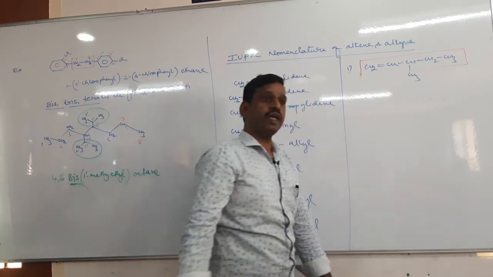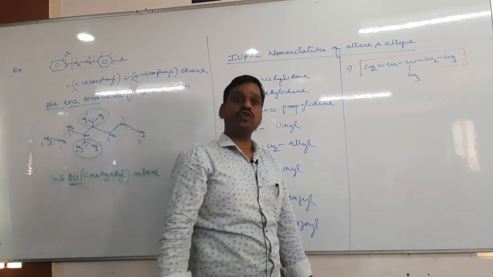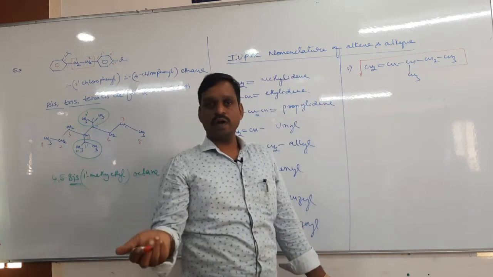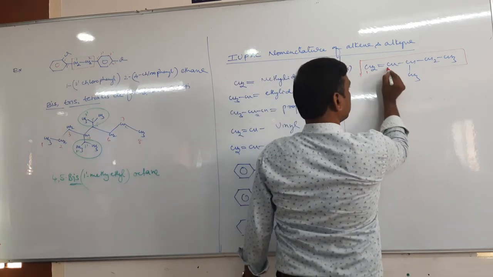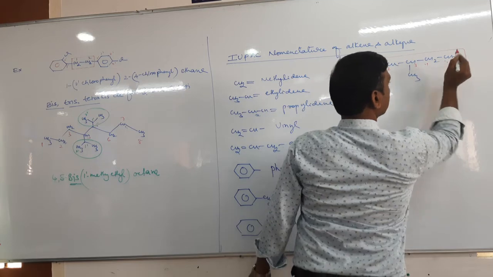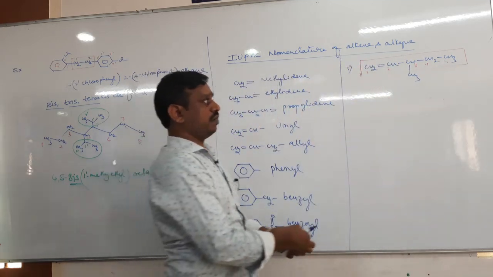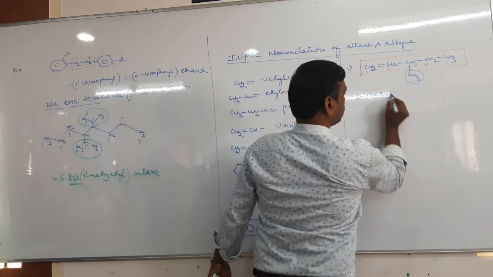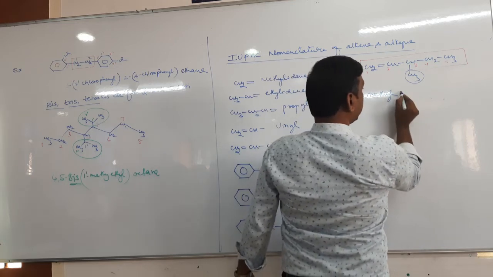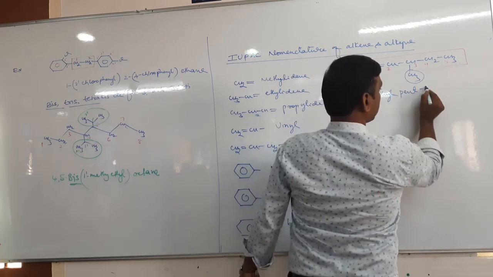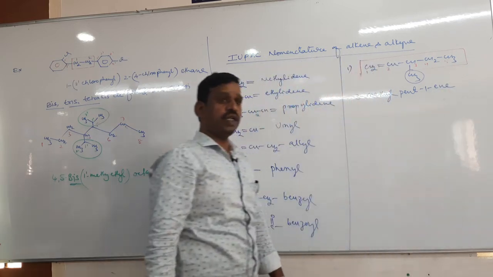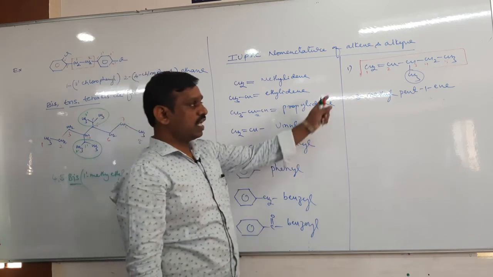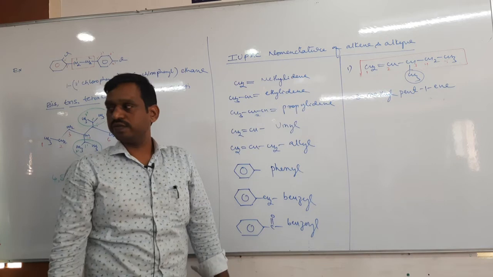Next, numbering. The second point indicates numbering. Numbering should start either from the double bond or triple bond. So there is a double bond, therefore numbering must be from the double bond only. Then the remaining rules are the same. Now where is the methyl group present? Third carbon, therefore it is 3-methyl pent-1-ene, right? That is the selection of parent chain and numbering.